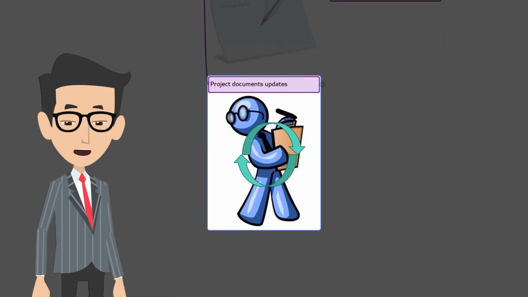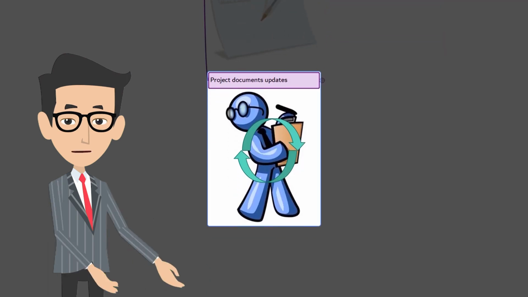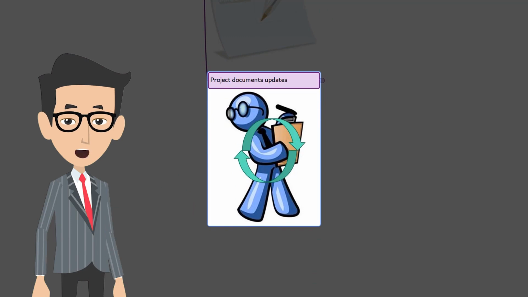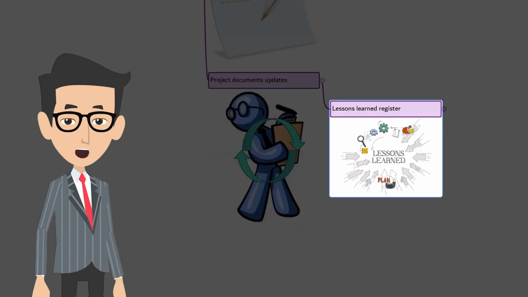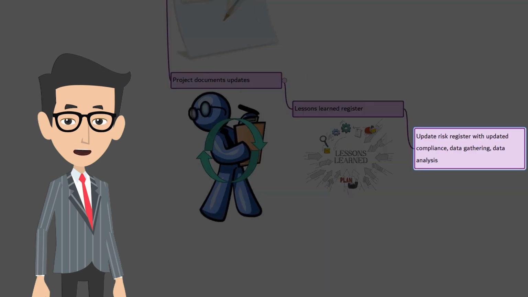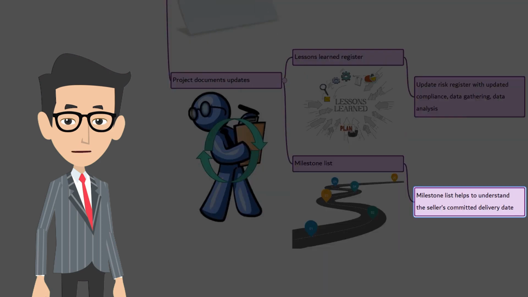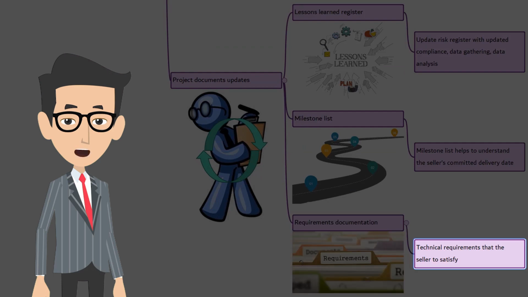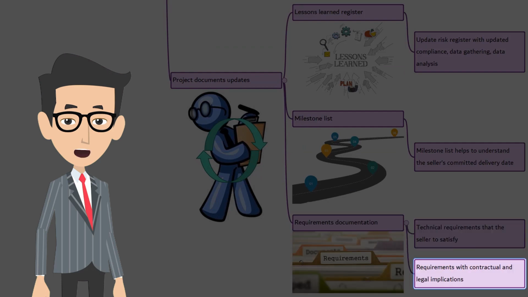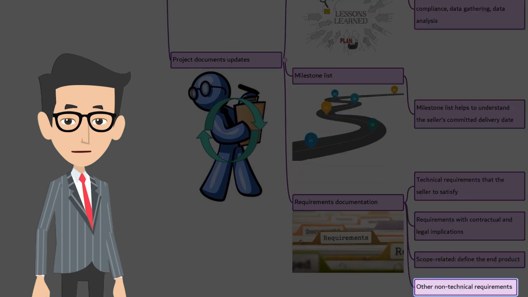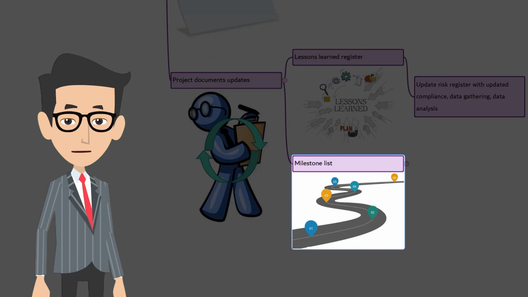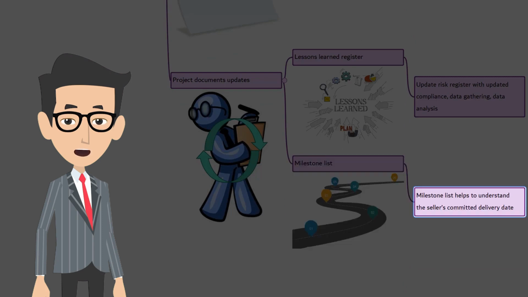The ninth output is project documents updates. There are 6 project documents that are updated as an output. First, lessons learned register. The lessons learned register is updated with any relevant lessons regarding regulations and compliance, data gathering, data analysis, and source selection analysis. Milestone list. The list of major milestones shows when the sellers are expected to deliver their results.